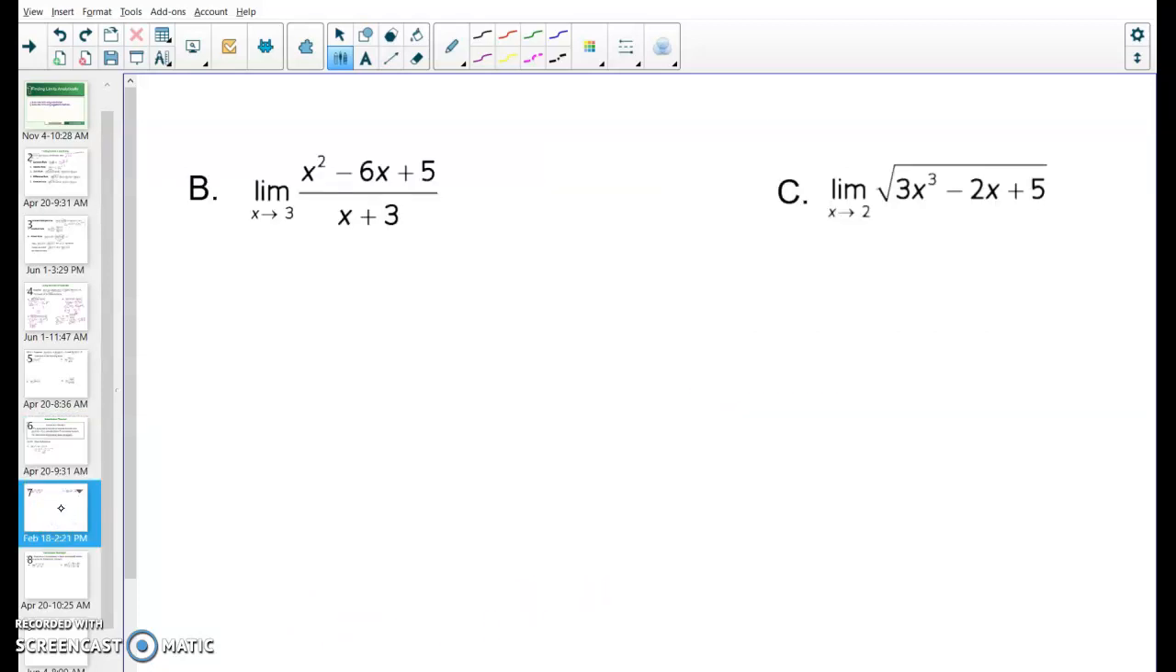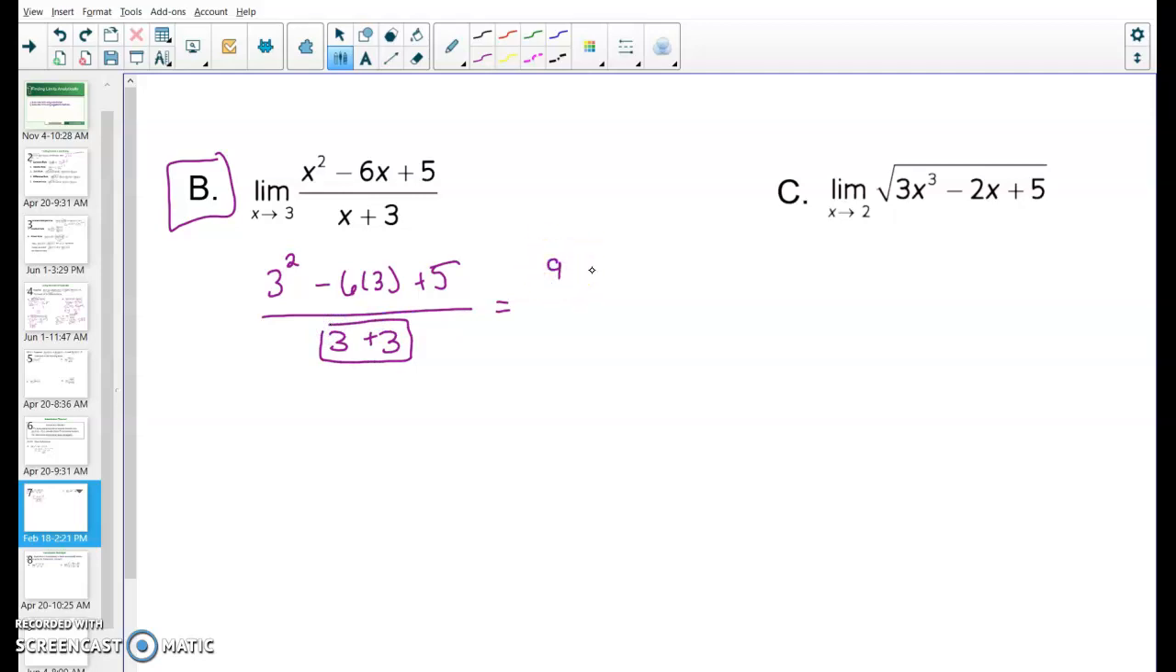But if we look at an example like problem B here, first thing that we want to do is we can go ahead and plug in your value for x. So it's a 3 squared minus 6 times 3 plus 5 all over 3 plus 3. And then we're going to simplify. Notice that we don't get 0 here on the denominator, so we're fine. We can keep on solving however we want for this one as well. Okay, so after simplifying this, I get an answer of -2/3, and that's my limit for this function.